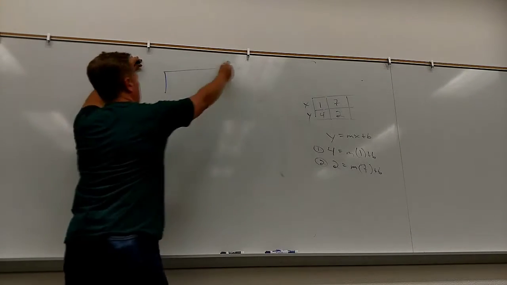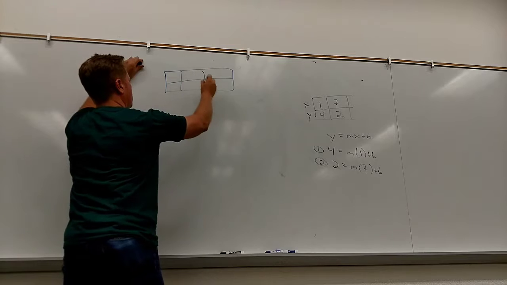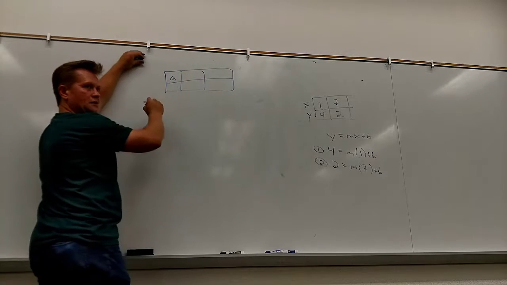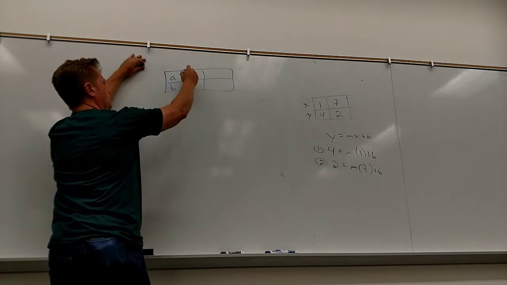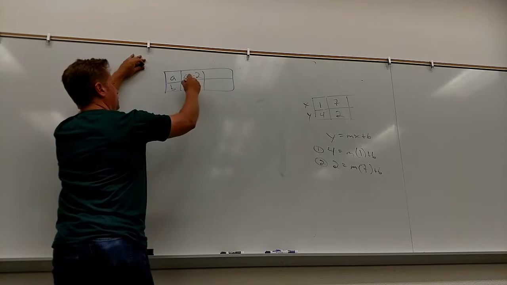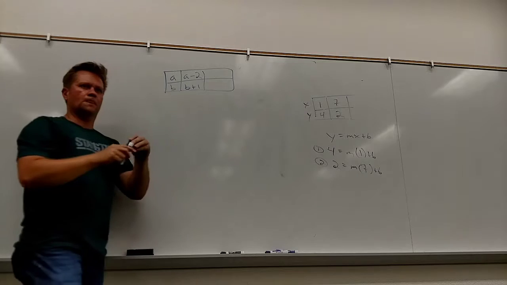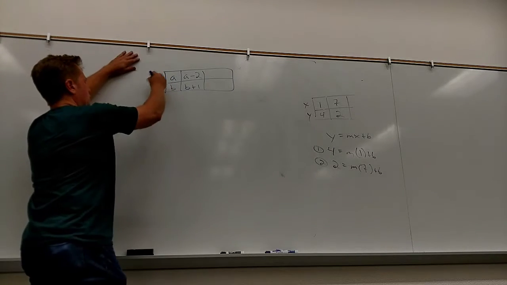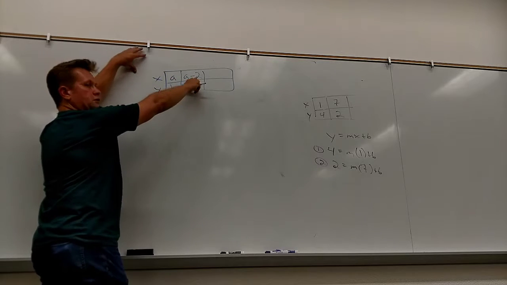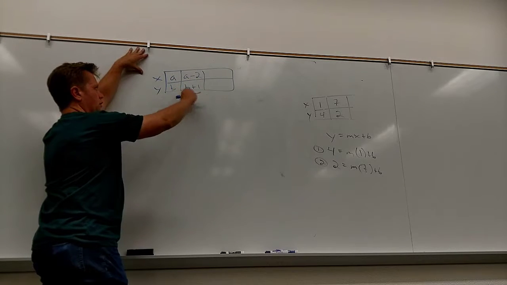But real quick, just because you asked, let me see if you guys can pick up on this. So this is A, and this is B. I'd have to do something like this to make this doable. This would be A minus 2, and this is B plus 1. So let me see if you guys can see this. How much did the X change? Minus 2. It went down by 2. And this went up by 1.